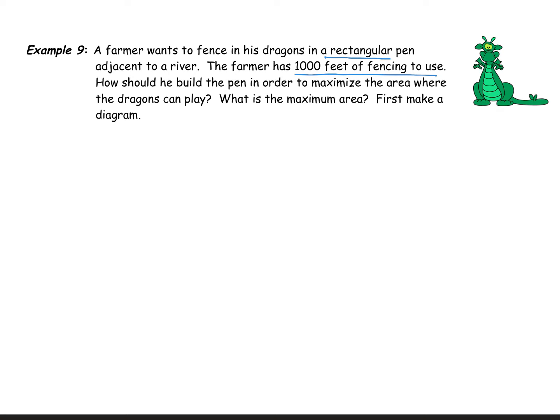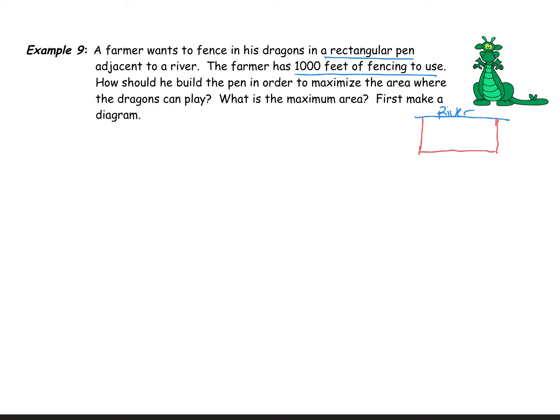And this is going to be a rectangular pen. And then what is the maximum area? First, make a diagram. Okay, so I'm going to make a sketch. I'm going to draw the river, and then I'm going to draw a rectangular pen, because that's what the farmer's going to build.